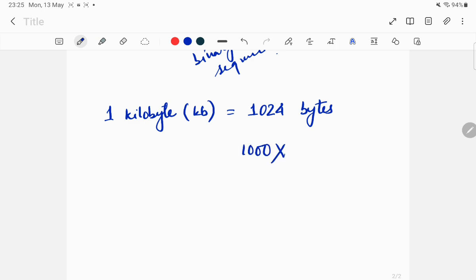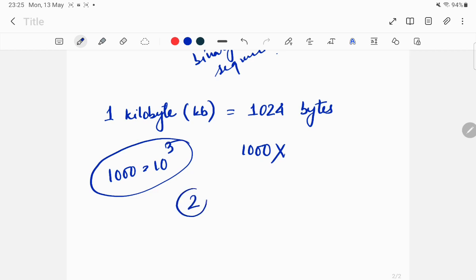So it is not 1000, because in computers we don't talk in terms of base 10, we talk in terms of base 2. Since we are dealing with binary, we need base 2. If we take 1000, it will be base 10 only, so 10 to power 3. But we can't talk in terms of 10, we need a base of 2. That is why we have 2 to power 10.